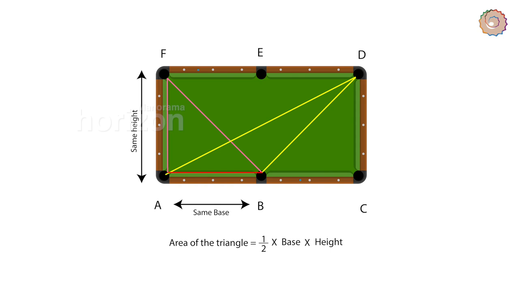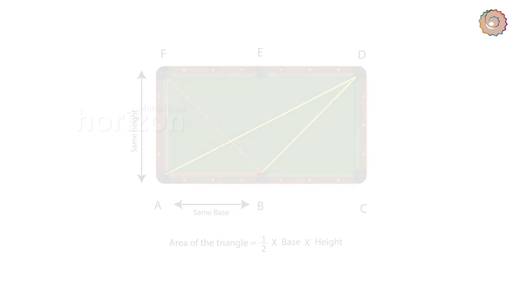Can we calculate the area of the triangle by just knowing these two parameters? Yes, the area of the triangle is given by half multiplied by base into height. Now, since both triangles' base and height are the same, the area of the triangles is also going to be the same. So, from this we arrive at a theorem that states: triangles drawn between two parallel lines with the same base always have equal areas. Let us try to prove the same.